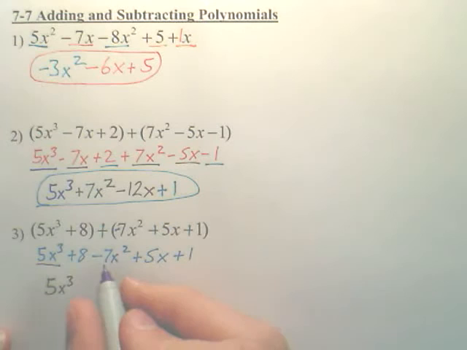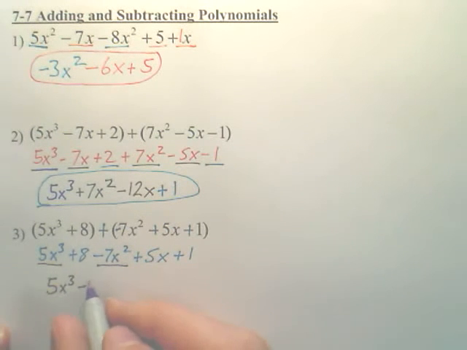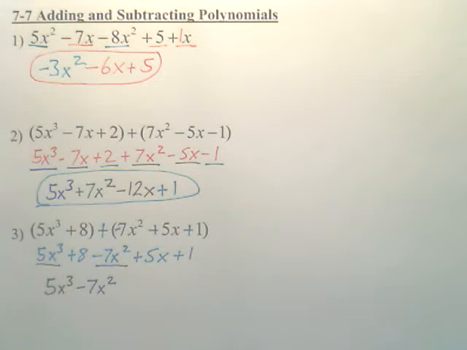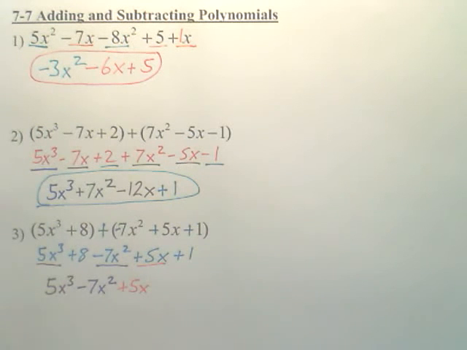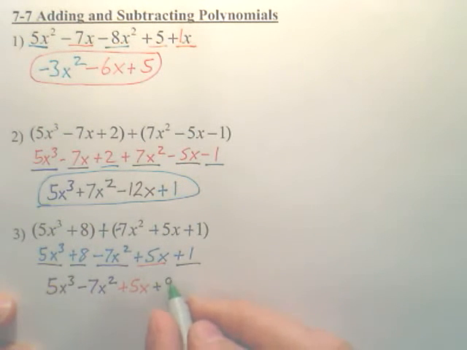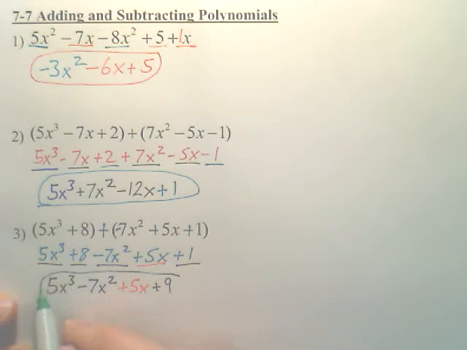Then we look at the x squared. Looks like I have a negative 7x squared. And nothing else to combine with there. Now look at the x's. Nothing to combine with there, so that's just 5x. And the last piece, the 8 and the 1. So 8 and 1 would give us 9. There's my answer.